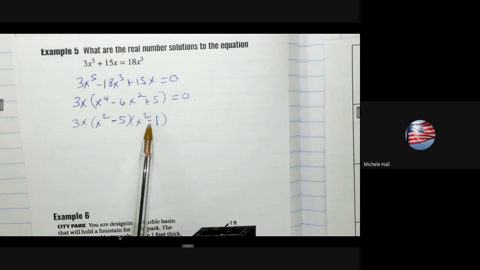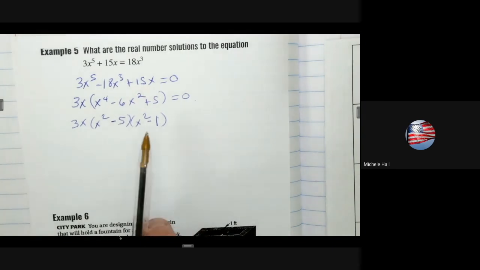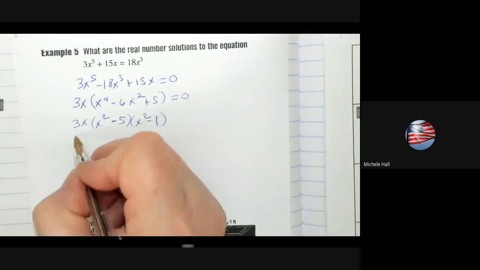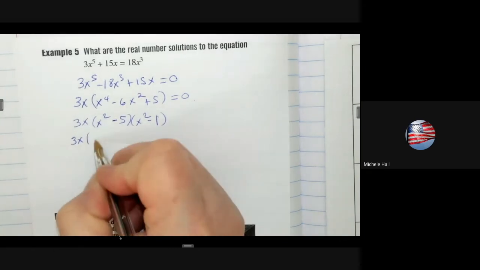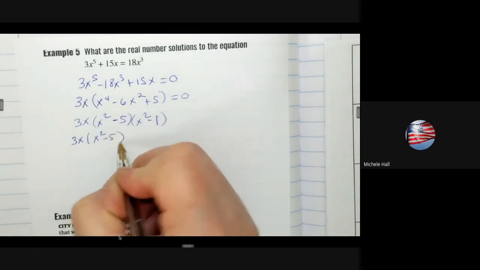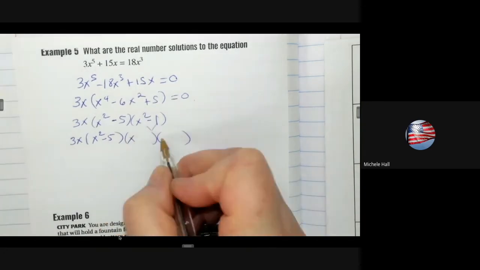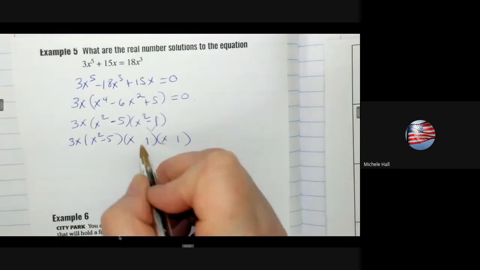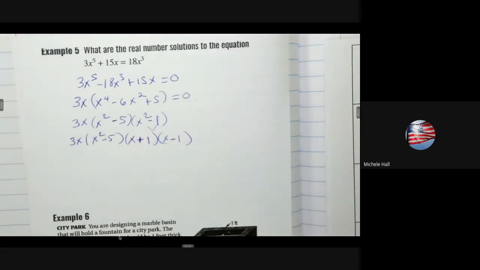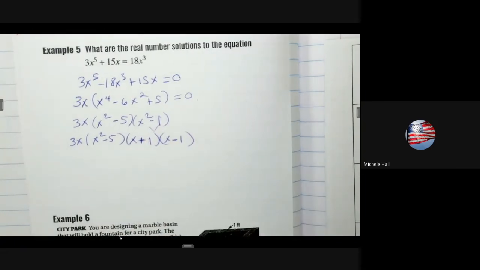Here I have the difference of 2 squares. And so this one will continue to factor. We have 3x times x squared minus 5, and now we're going to factor this one. That's going to be x times x, 1 and 1, and then I need a positive and a negative, not to have a middle term. Final answer.